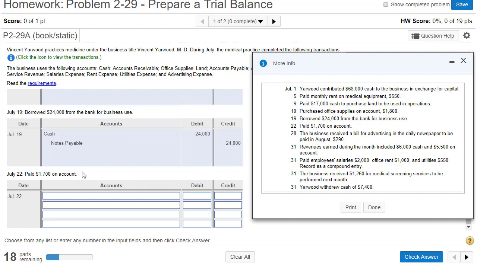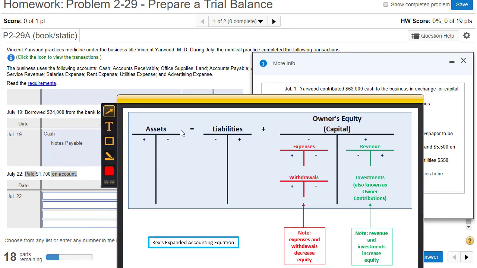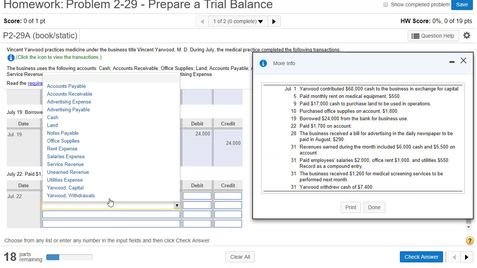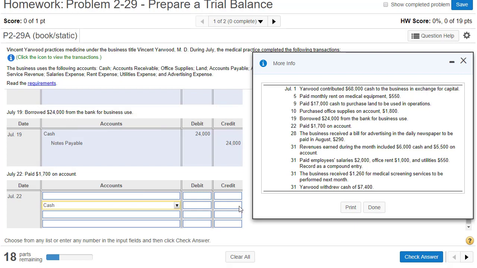All right. July 22nd, we paid $1,700 on account. Now we paid, which means cash is going down. And of course, cash is an asset. Cash goes down with a credit. So we skip the first line because that has to be the debit. And we're going to decrease cash by $1,700.